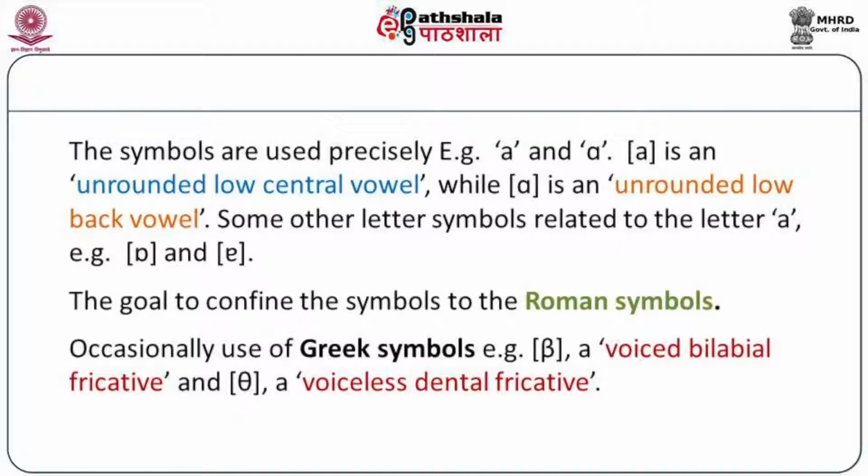So the IPA prefers to restrict itself to the Roman symbols amongst all the various orthographies. Occasionally Greek symbols are also used, for example, the theta and the beta symbols for different speech sounds, and also for features of speech sounds such as strong and weak articulation, etc.